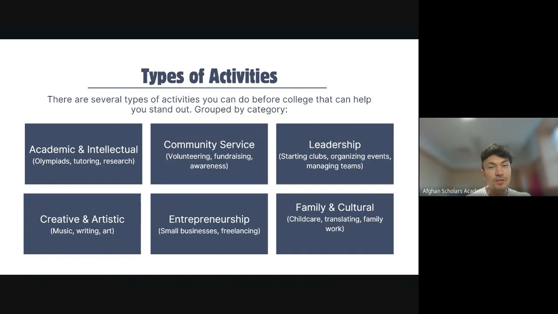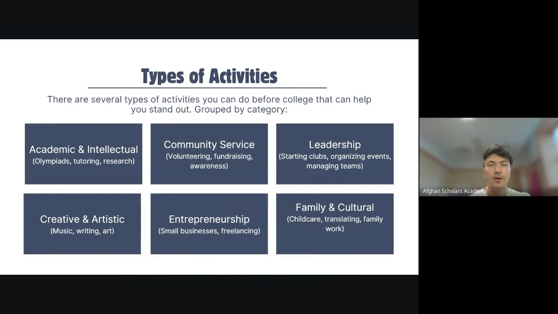And we have community service. It can be volunteering, fundraising, and some kind of awareness. A lot of students do these things, like volunteering. They can also be a really good addition to your application to show that you're a very worldly person, very community oriented, and willing to help other people. That's really helpful too.